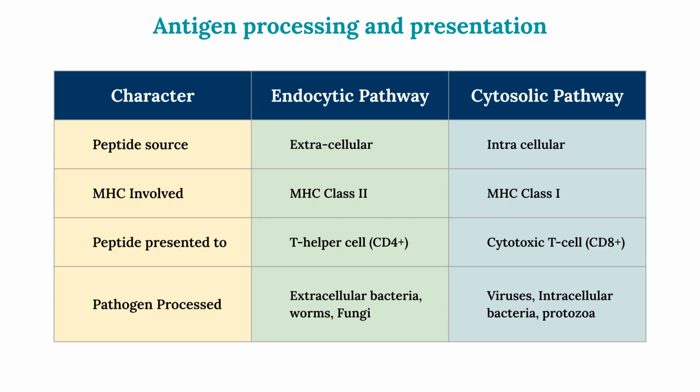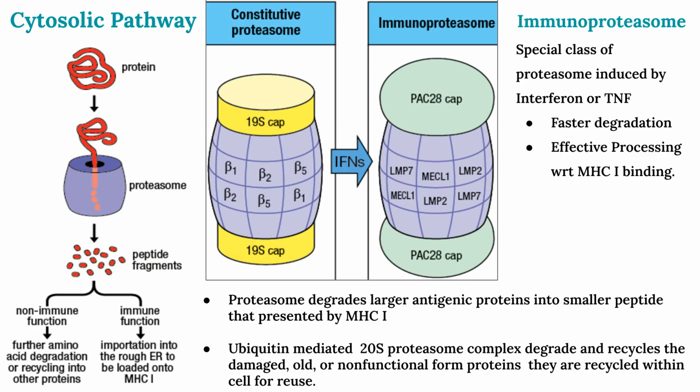Antigen processing and presentation involve both the endocytic and cytosolic pathways. These pathways differ in their peptide source, the MHC molecules involved, the T cells they present to, and the types of pathogens processed. In the cytosolic pathway, the proteasome degrades large antigenic proteins into smaller peptides, which are then presented by MHC Class I. Immunoproteasomes, induced by interferons, offer faster and more effective processing for MHCI binding.